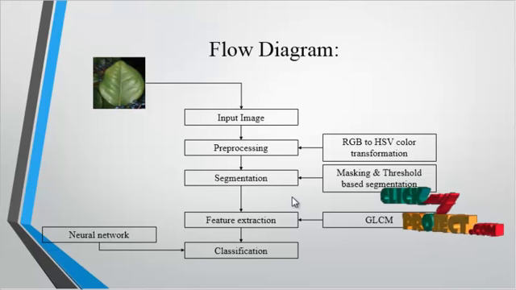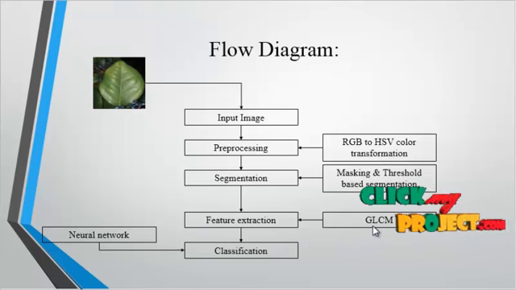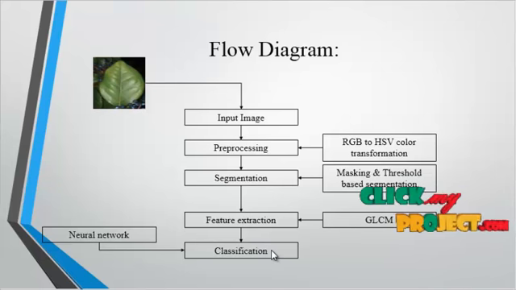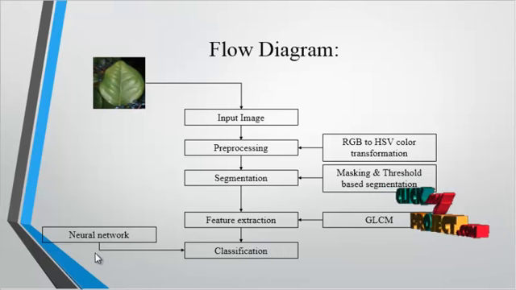After the segmentation process, the feature extraction is carried out. In the feature extraction, we have taken the GLCM features. After extracting the GLCM features, there are 12 values corresponding to the GLCM features. That is known as the test feature. Then the classification is done. After getting the feature extraction, the classification is done by using the neural network.